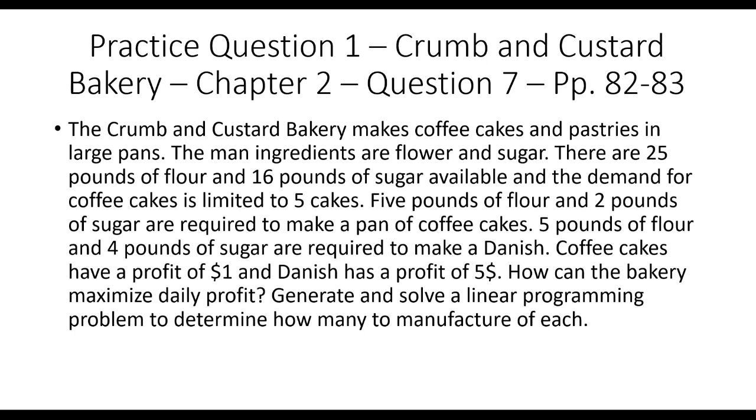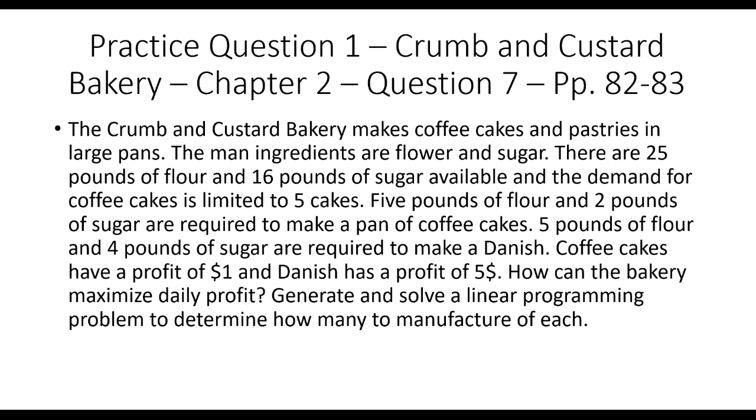There are 25 pounds of flour and 16 pounds of sugar available, and the demand for coffee cakes is limited to 5 cakes. 5 pounds of flour and 2 pounds of sugar are required to make a pan of coffee cakes. 5 pounds of flour and 4 pounds of sugar are required to make a Danish. Coffee cakes have a profit of $1 and Danish has a profit of $5. How can the bakery maximize daily profit? Generate and solve a linear programming problem to determine how much to manufacture of each.